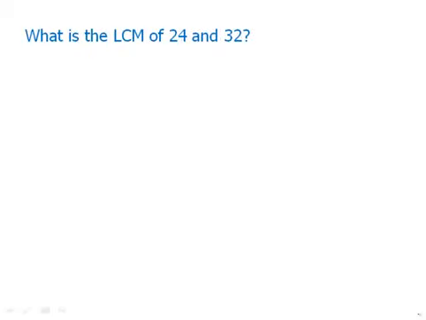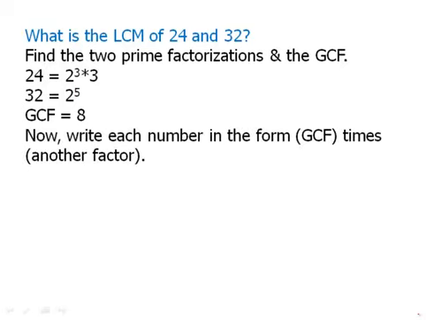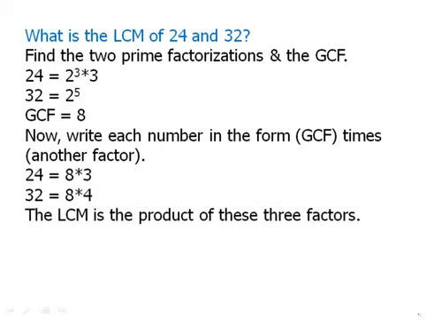So suppose we have to find the least common multiple of 24 and 32, already a slightly more sophisticated problem. Well, certainly we can find the prime factorizations and the greatest common factor. I assume that you can find at this point the prime factorization of the two numbers and the greatest common factor, which here is 8. Now write each number in the form greatest common factor times another factor. Well, 24 is clearly 8 times 3, 32 is 8 times 4. The least common multiple is the product of those three factors, 8 and 3 and 4. Of course, that's 8 times 12, that's 96. That's the least common multiple of 24 and 32.